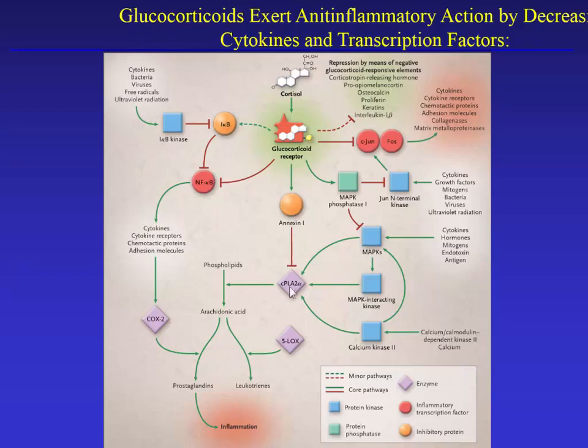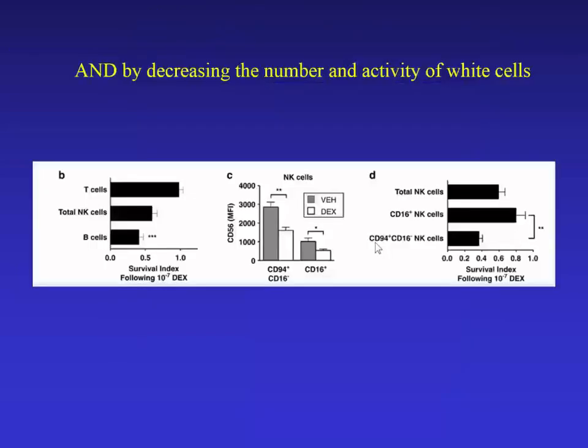They ultimately cause a decrease in phospholipase A2 activity via this intermediate called annexin. So they decrease the production of arachidonic acid. They decrease prostaglandins. They decrease the activity of COX-2, thereby decreasing the activity of prostaglandins. And they decrease the activity of a variety of other pathways that ultimately lead into either the lipoxygenase or the prostaglandin pathway. But importantly, and in clear distinction to the nonsteroidals, they decrease the number and activity of white cells.